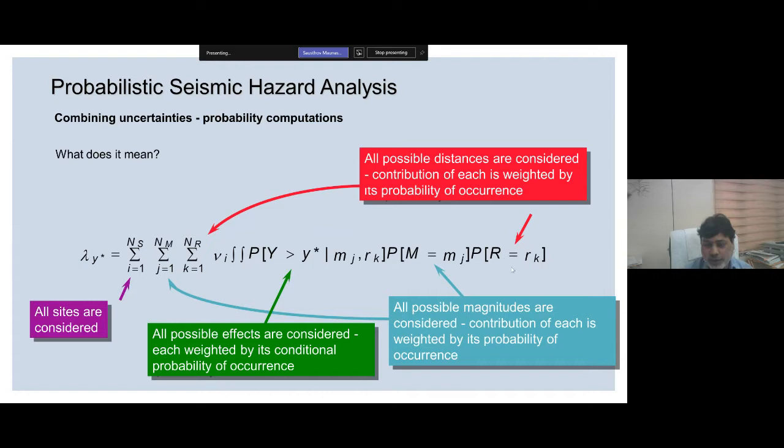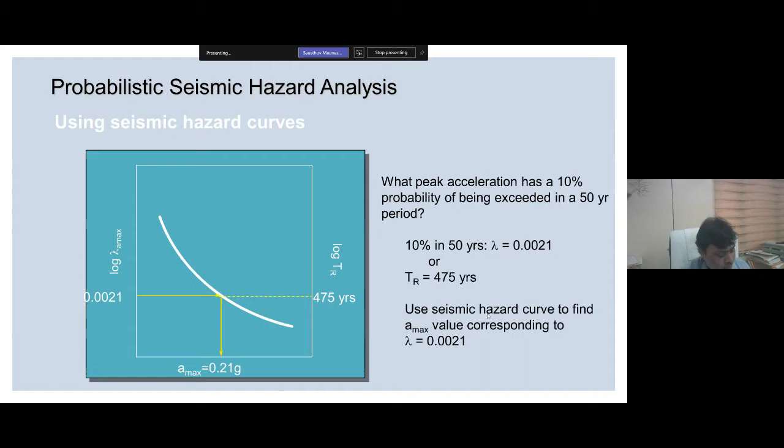And then we get all possible distances considered, with the contribution of each weighted by the probability of occurrence of the earthquake, with respect to some maximum credible earthquake generator sources, which will have a big impact. In that way, we are able to calculate that particular PGA value for the particular percentage of incidence in a given period, and then the return period.